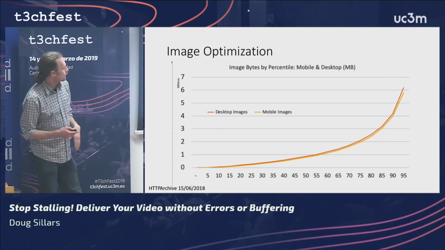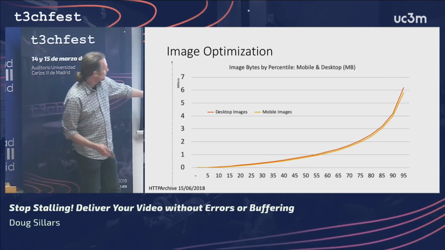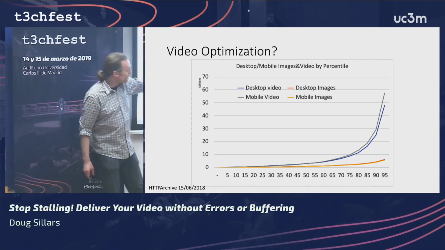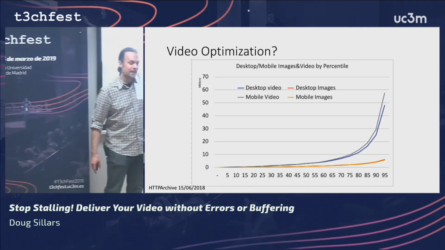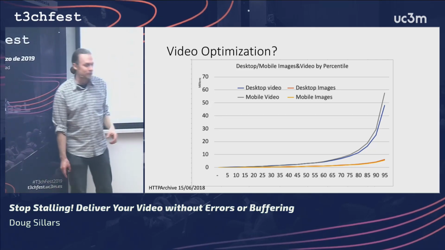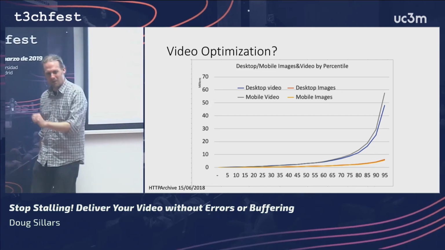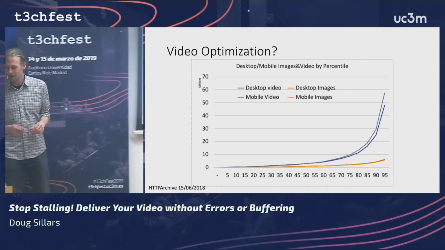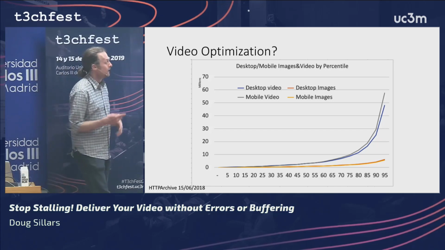Then we're going to do the same thing with video. First thing to notice is look at the axis. It's 10 times larger. Right? There's some websites serving a lot of video. And if you actually look, the gray line is mobile. On some of these websites, they're serving more video to mobile than they are to desktop, right? We've got our parameters a little bit out of whack here.